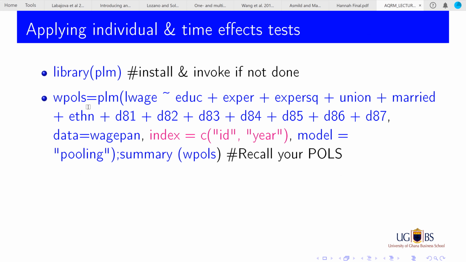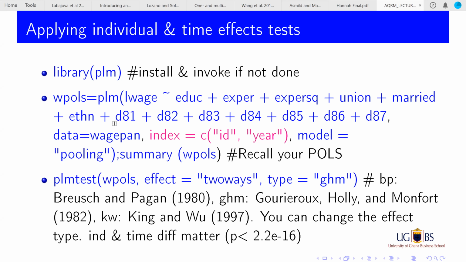Once you've estimated the whole thing, which in this case is a pooled model, then you use a PLM test for that. Now this PLM test will be adopting the Breusch-Pagan test, and there are several other ones you can use. The type can be Breusch-Pagan. You can also use another type, which is GHM, from Gourieroux, Holly, and Mouchart. Or you can use another type, which is Kim and Wu. All of this, you have to read them on your own.